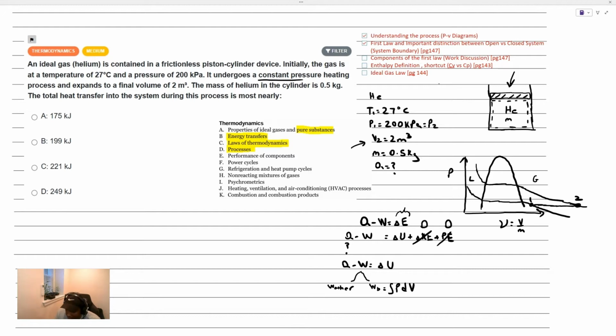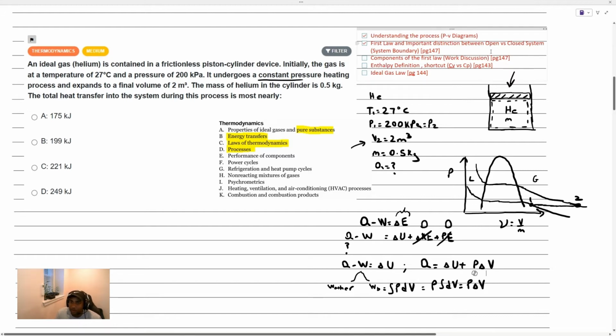Now, for our case in particular, we have a constant pressure process. We can take that pressure out of the integration and we just have the integral of dV, which is just P(V2 minus V1), or P delta V. So we understand how we can compute the boundary work in this case. And our first law basically reduces to heat transfer is equal to the change in the internal energy plus P delta V.